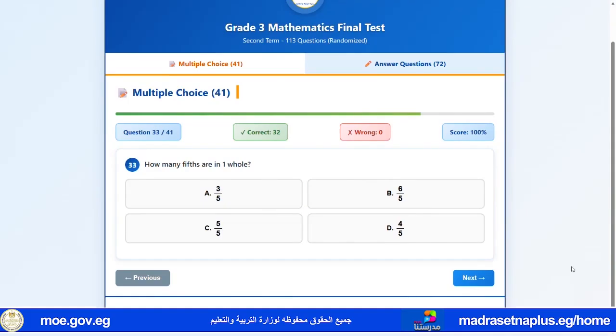How many fifths in one whole? How many halves in one? It's easy. How many fifths in one whole? 5 fifths.